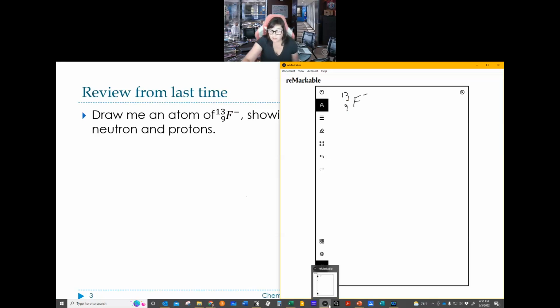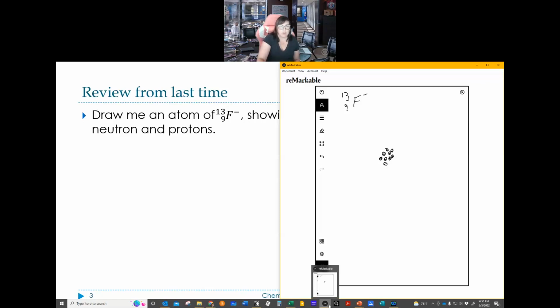13,9F-. So if I look at F, F is number 9. So that tells me that I have an atom that contains 9 protons, right? So I know that I have protons and neutrons in the center of my atom, electrons floating around that. So I'm going to go ahead and put 1, 2, 3, 4, 5, 6, 7, 8, 9. I'll put pluses in all of those. They don't look very good, but that's okay. Those are my protons, and I have 9 of them in the center.